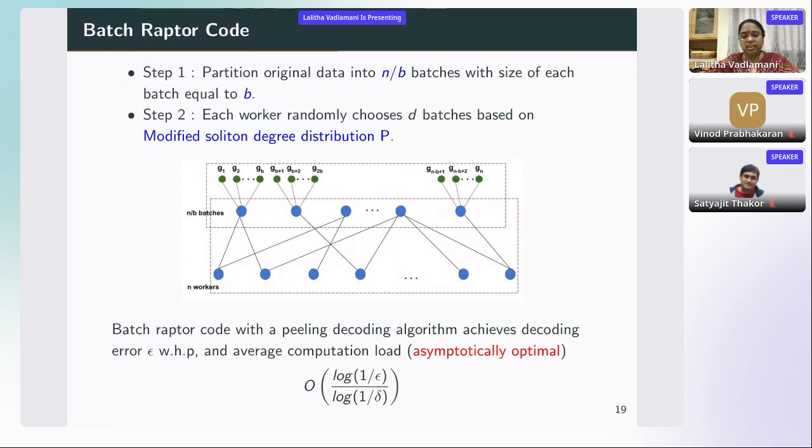Here, the peeling decoding algorithm itself is successful only with a certain probability, and we are fine with it, because we have that in the recovery error too. So that factor we have to play with. That is why the Raptor code is helpful in this case. If it were exact, maybe it's not.